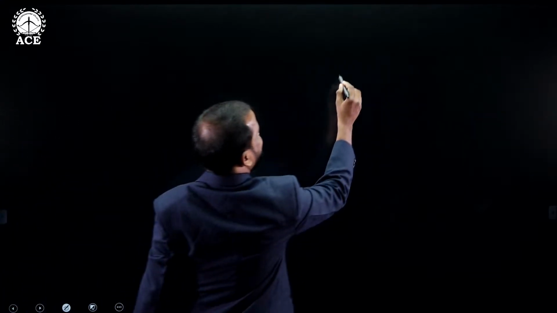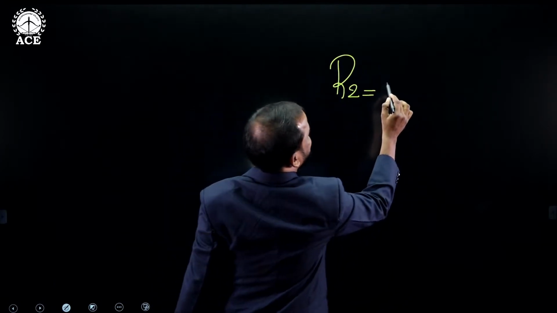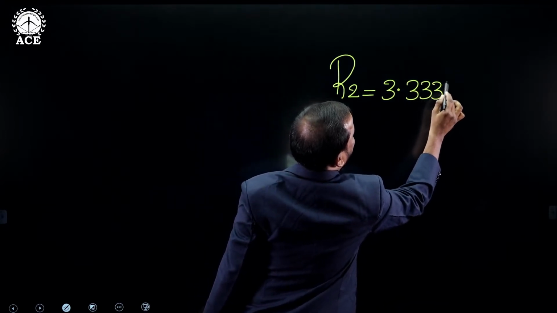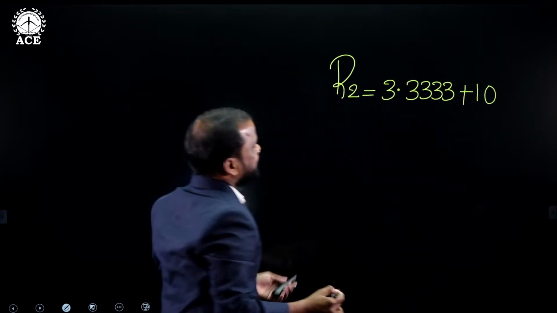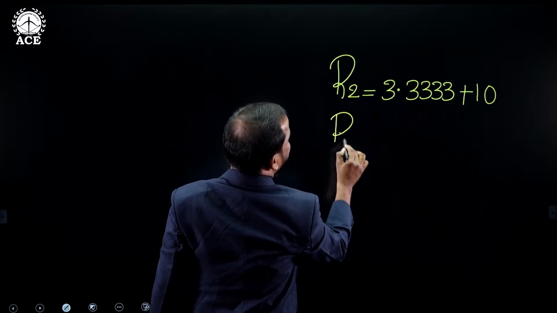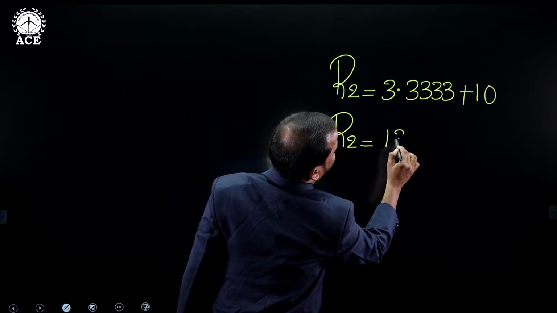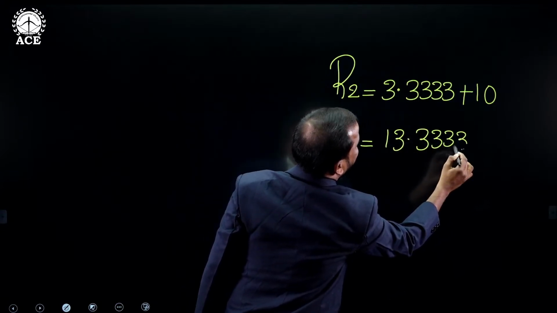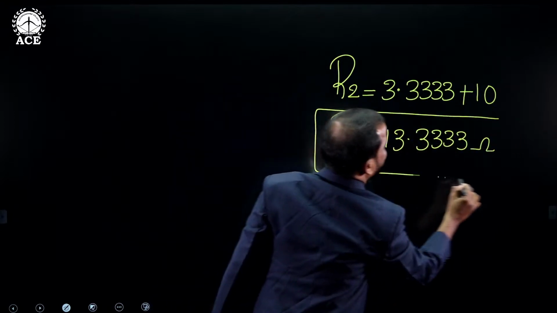That particular combination I am giving the name R2. So R2 is equal to 3.3333 plus the remaining value, which is 10. Finally you will get the resultant: 10 plus 3 means you will get 13.3333 ohms. Okay, now this is the resultant of the combination.